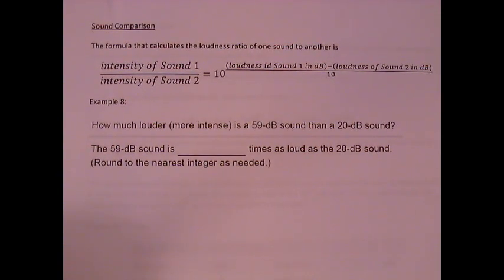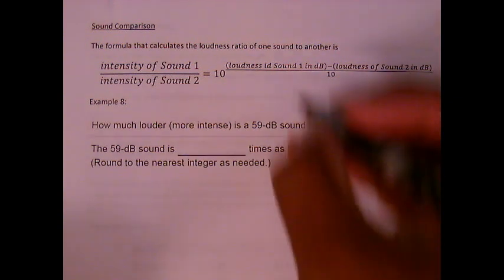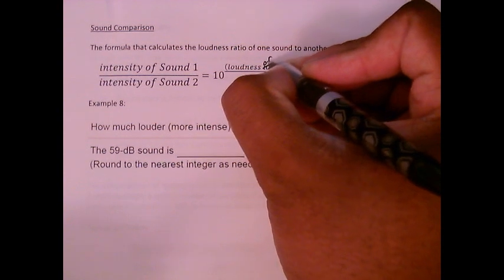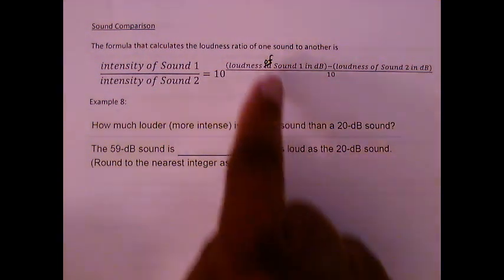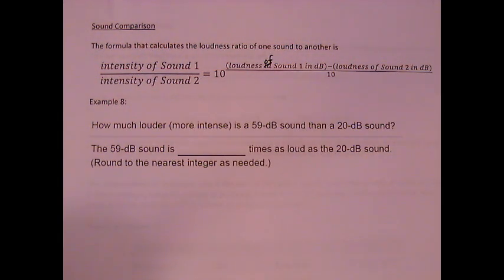Now the formula that calculates the loudness ratio of one sound to another will be this. The intensity of the first sound divided by the intensity of the second sound is equivalent to 10 raised to the loudness of sound 1 in decibels minus the loudness of sound 2 in decibels. That difference is divided by 10, and all of that is in the exponent for the base of 10.